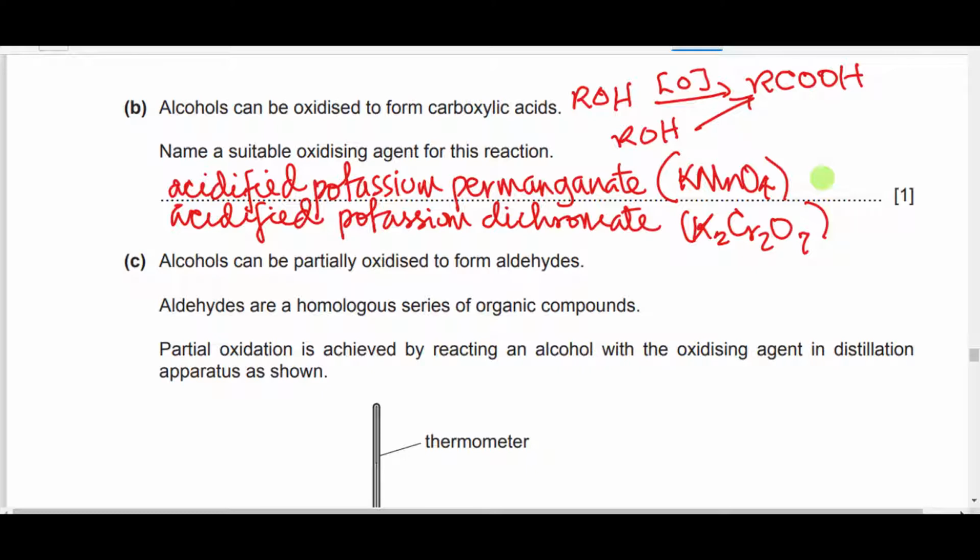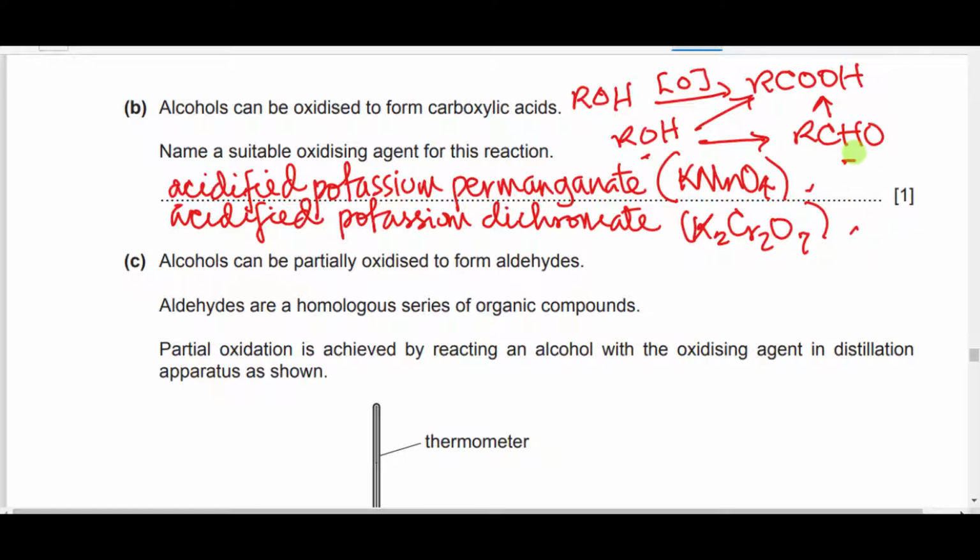carboxylic acid, or they can first oxidize the alcohol to alkanals before further oxidizing the alkanals to carboxylic acids. When the alcohol is oxidized to alkanal first before going to carboxylic acid, we call it partial oxidation. For that to occur, the alkanol or alcohol will be in excess, while this oxidizing agent will be in limited supply, right?